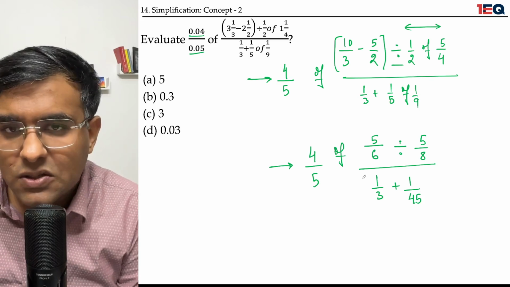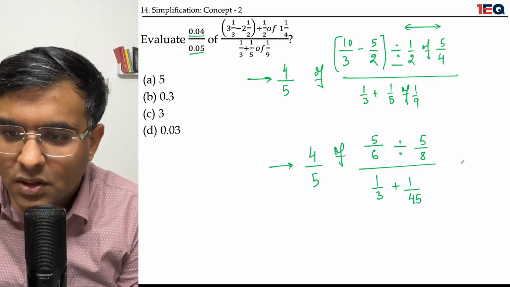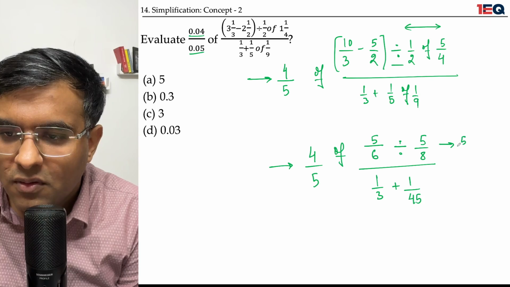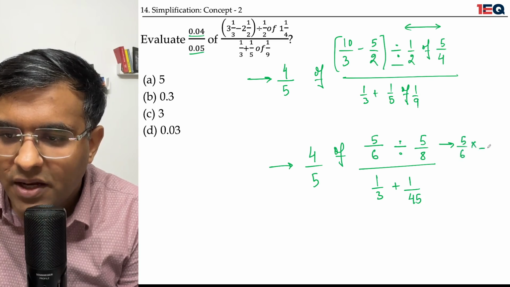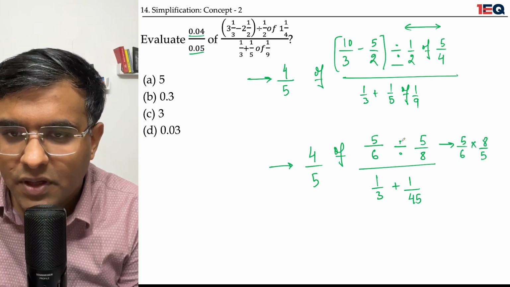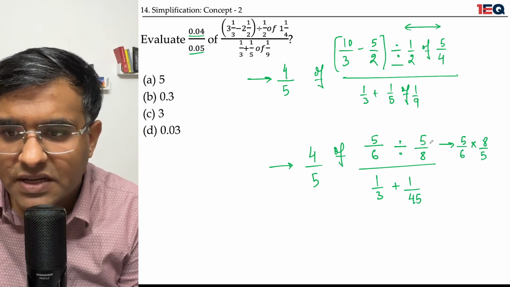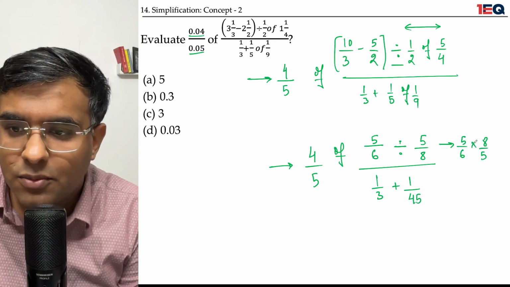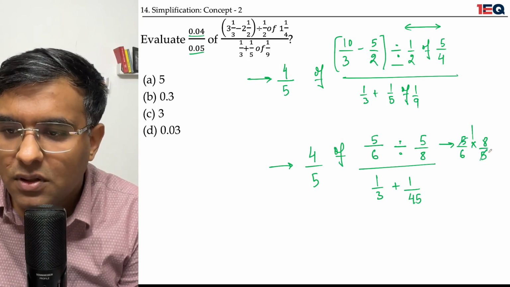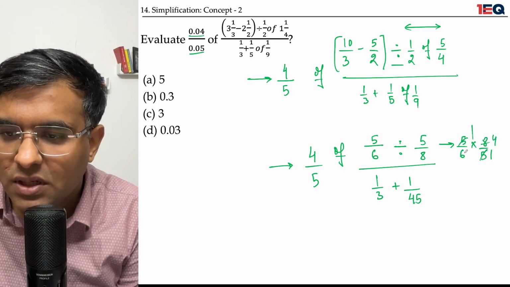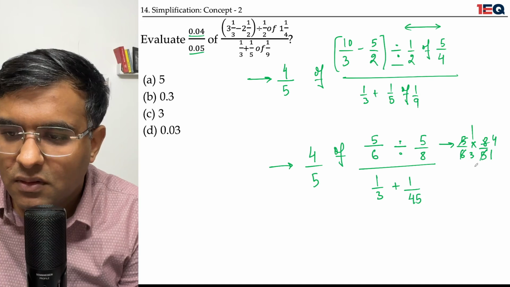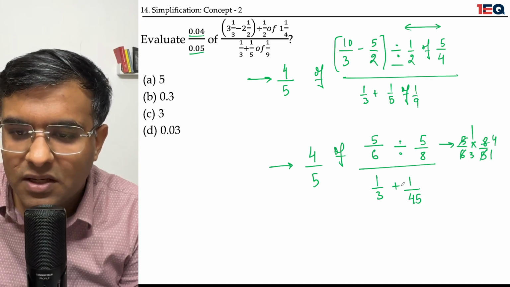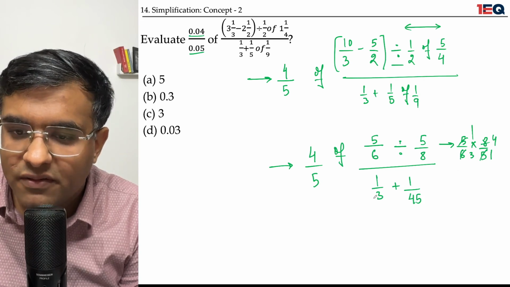Let's solve the numerator first. 5 by 6 multiplied by 5 by 8. In division of fractions, one of them has to be reversed. One of them has to be reciprocal. So this is gone, 2 4s are 8, 2 3s are 6. This is 4 by 3 as the numerator, and simply 1 by 3 plus 1 by 45.